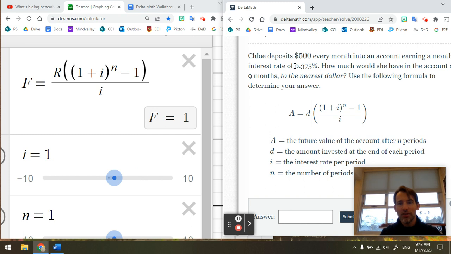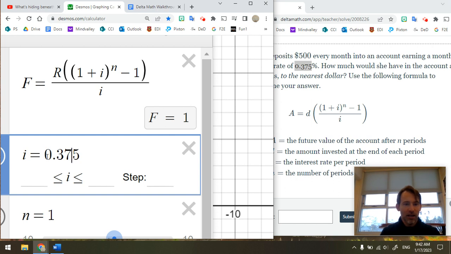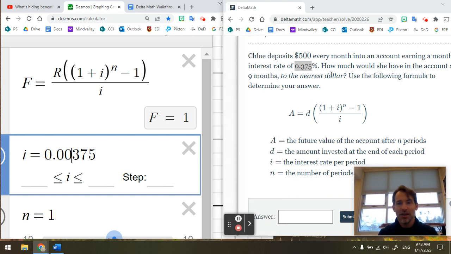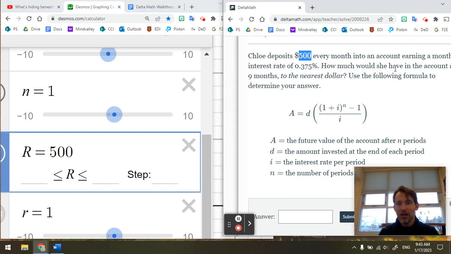So we know the interest rate is 0.375%. So it's less than a percent, less than 1%. So for I here, for interest rate, I'm going to put that in, but I have to remember to convert it to a decimal. It's not 37% interest, it's 0.37. It's about 0.4% interest. The regular deposit R is going to be 500. That's from here. Okay, and then she's going to do this for 9 months.